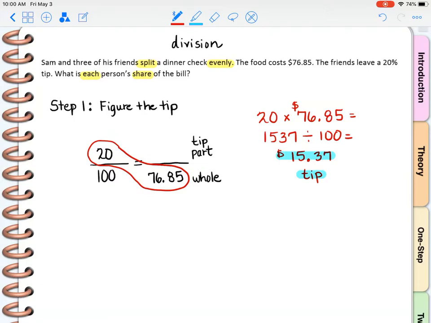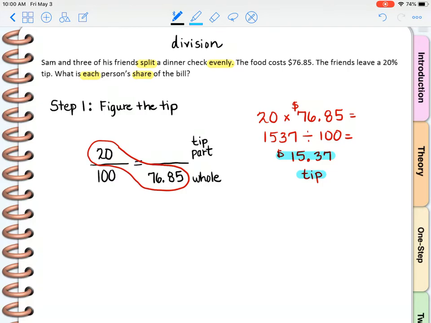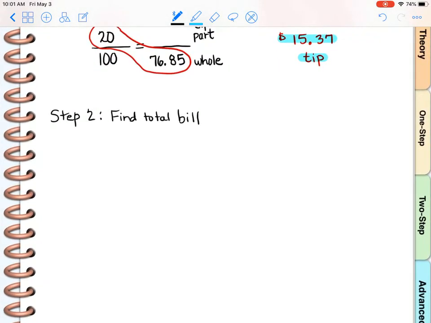Okay, so step 2, now that we know the tip amount, step 2 is going to be to find the total that we owe. The total bill. So I know that the friends ate $76.85 worth of food. And we're going to add the tip to that. This is the food plus the tip.